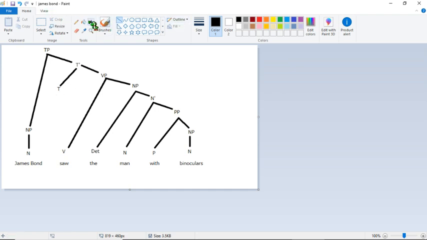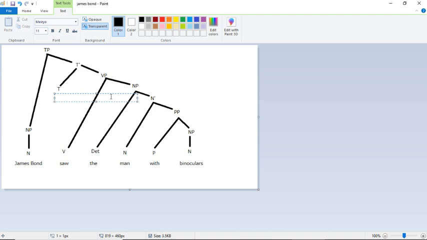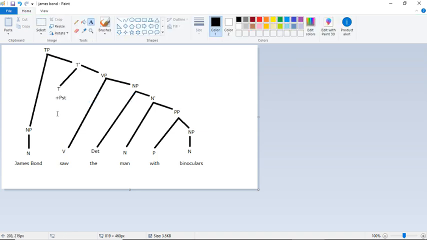And of course, because we have the word saw here, we can't attach our T bar to this verb because we can't have two things attaching at the same place. So here I'm going to put plus past. All right. So there we have one interpretation where James Bond saw the man that had binoculars with him.